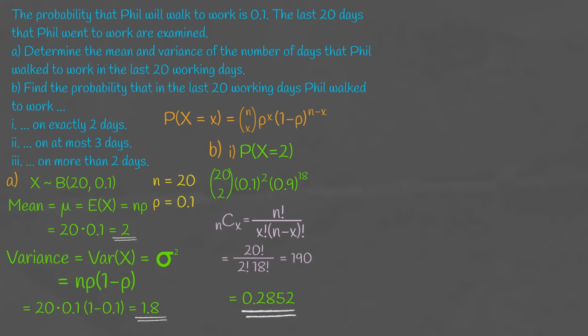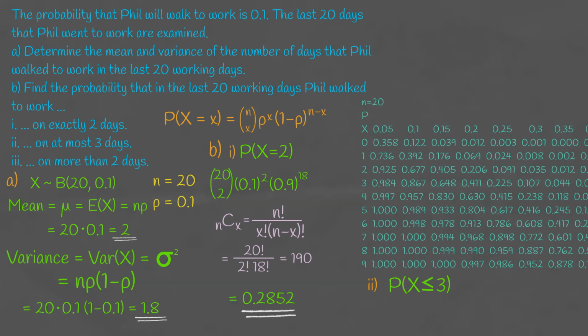For the next part, to work out the probability of walking to work on at most 3 days, x has to be less than or equal to 3. So if we locate the tables for n equals 20 and go down the 0.1 column to 3, we'll get our answer, which is 0.867. And finally, we're asked for the probability that he walks to work on more than 2 days.